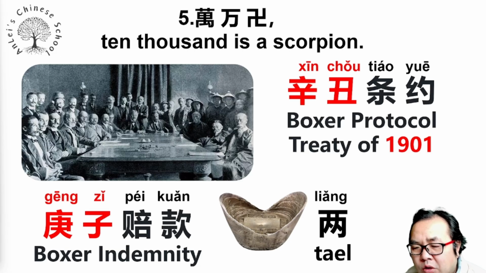The Boxer Protocol was a symbol of China's semi-colonial and semi-feudal status. The 450 million taels of silver coincidentally matched the population of China, 450 million people. So that equals one person, one tael of silver. Tael, 两. Today, we still use this unit in the grocery store and the market.